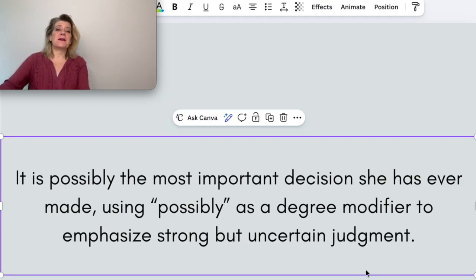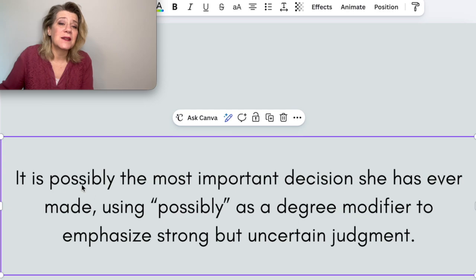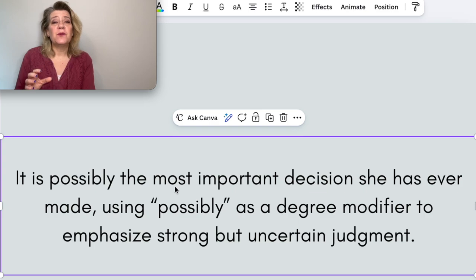It is possibly the most important decision she has ever made. So when we pair possibly with a most, then we mean a lot. We're adding an emphasis now. You could say it is the most important decision she's ever made. But if you put possibly in there, you're saying, yes, there's an uncertainty here, but you're saying this is very strong. If you say probably, it's stronger, but it is possibly the most important decision she has ever made. If you're willing to say that, it's pretty important.